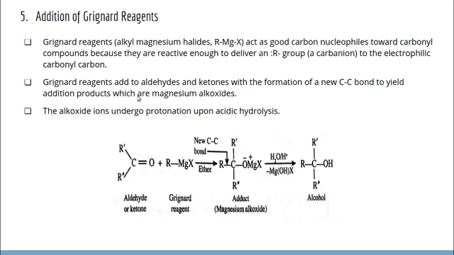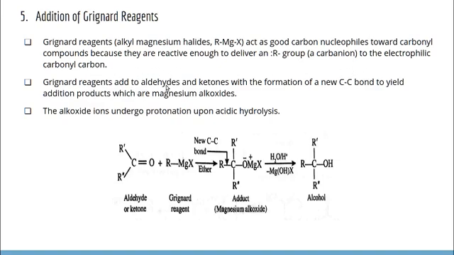Now let us discuss the addition of the fourth compound, that is Grignard reagent, an organometallic compound, to aldehydes and ketones. Grignard reagents, alkyl magnesium halides having the formula RMgX, act as good carbon nucleophiles. Usually Grignard reagents exist as R minus MgX plus. So they act as carbon nucleophile toward carbonyl compounds because they are reactive enough to deliver an R minus group, a carbanion, to the electrophilic carbonyl carbon.